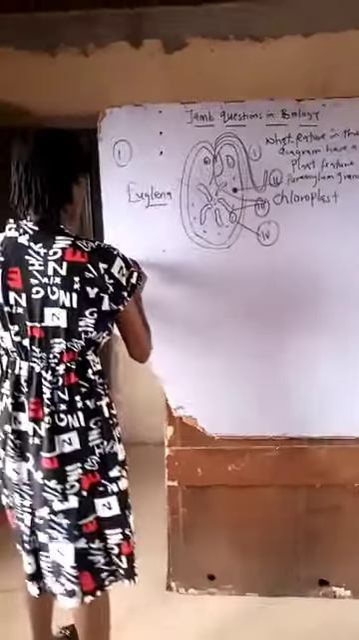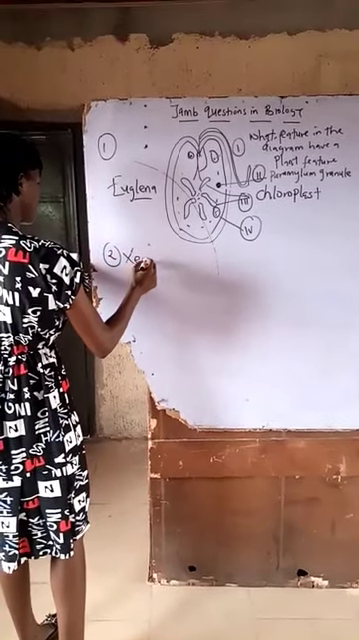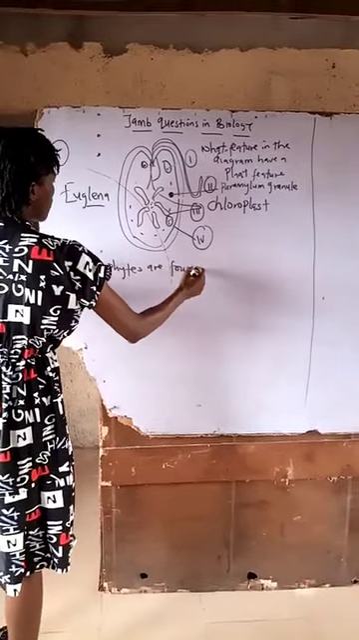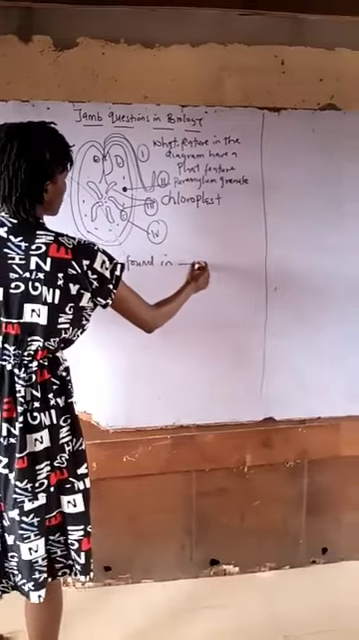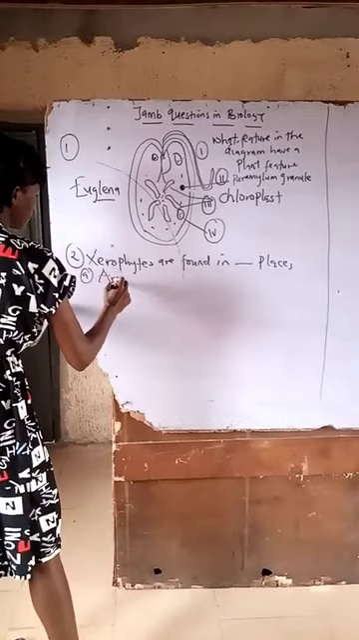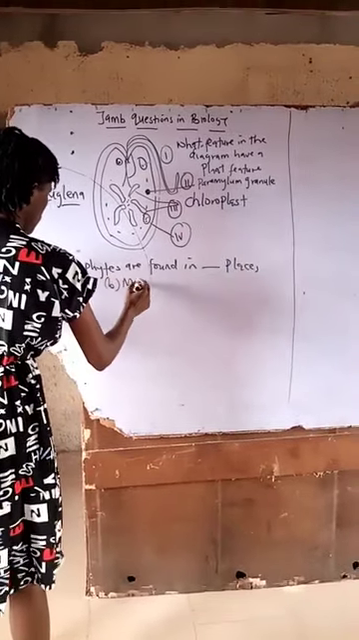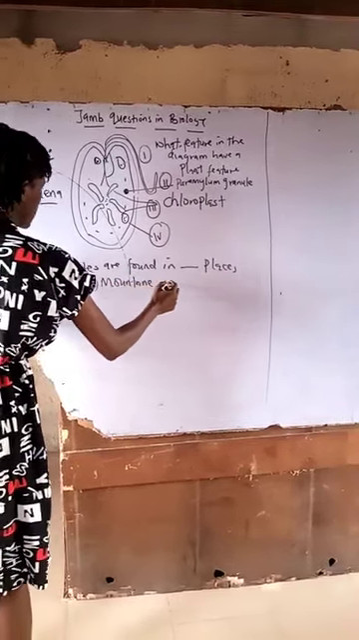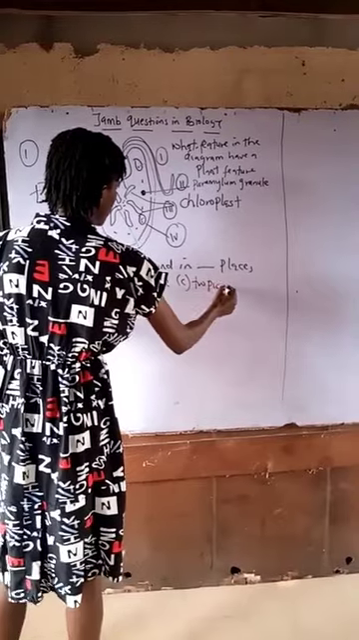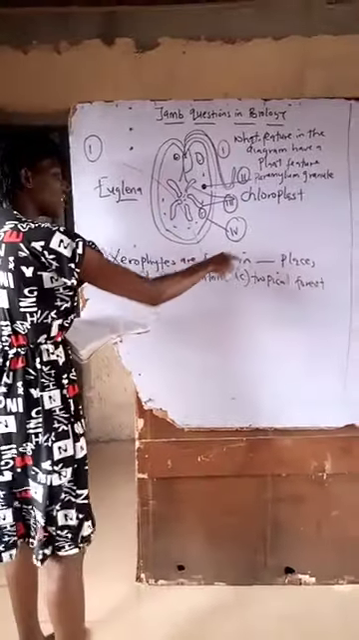The second question is this. It said xerophytes are found in dash places. A. They wrote arid places. B. They wrote mountain. C. They wrote tropical forest. It said xerophytes are found in dash places.